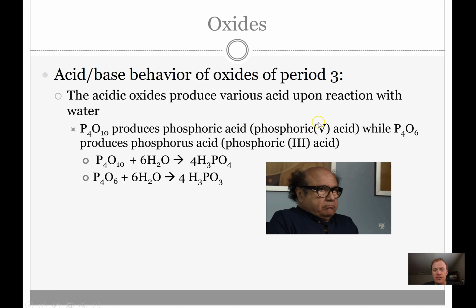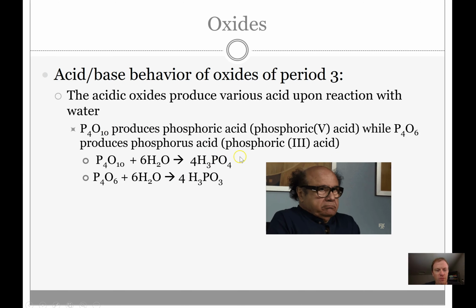I don't know if I've mentioned this or not, but another way that these acids will be named is to call them both phosphoric, but then put the oxidation state of the phosphorus in there. So in this compound, phosphorus has a +5 oxidation state, and in this compound it has a +3 oxidation state. So that's just another thing you might see in naming those, so I wanted to show that to you.